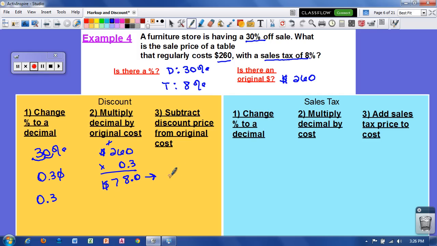So I have to take that discount and subtract it from the original cost. Well, the original cost was $260. So I have $260 minus 78. And I have to borrow. Alright, so after the $78 discount, the table would cost $182. That's the selling price, but I want to know how much I would have to pay with sales tax. So let's talk about sales tax.